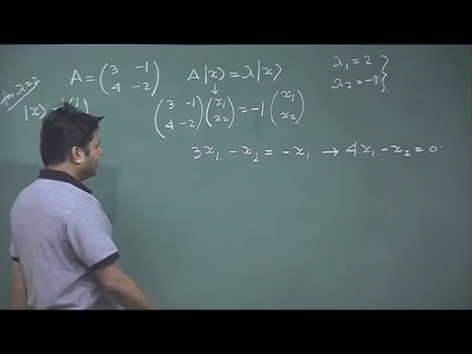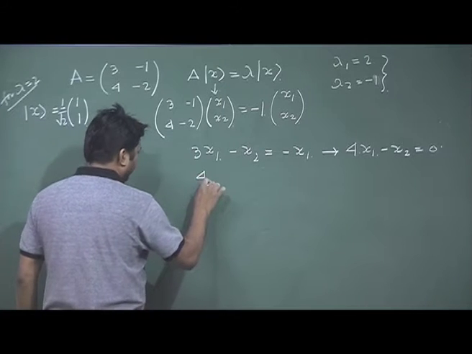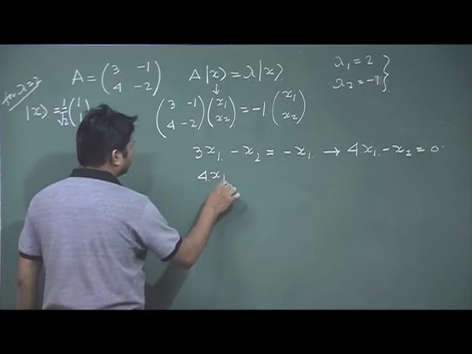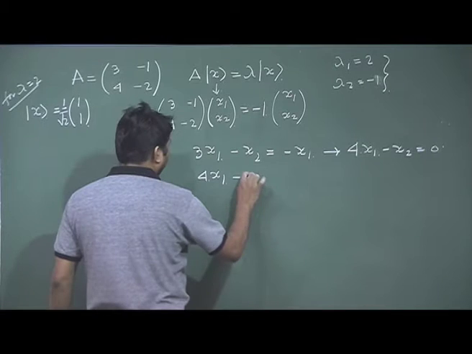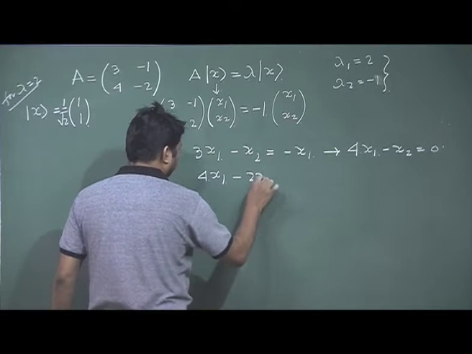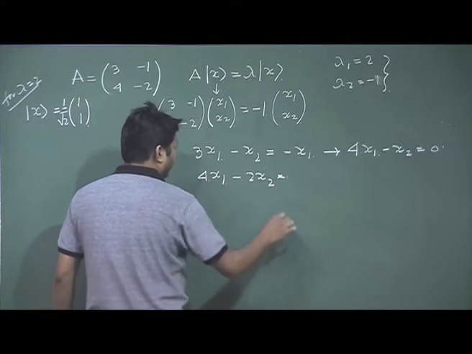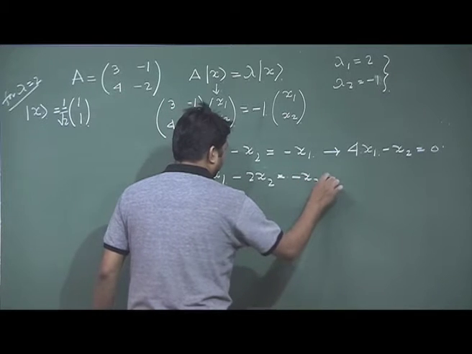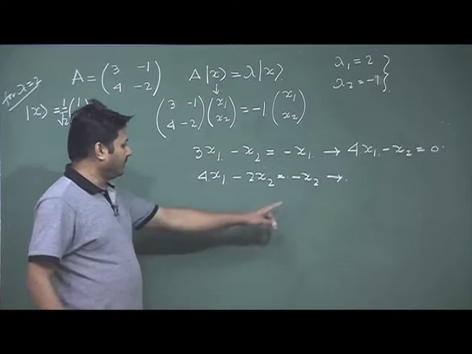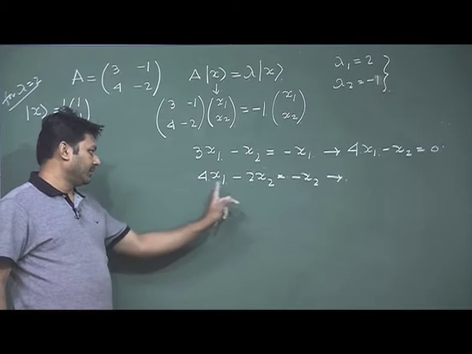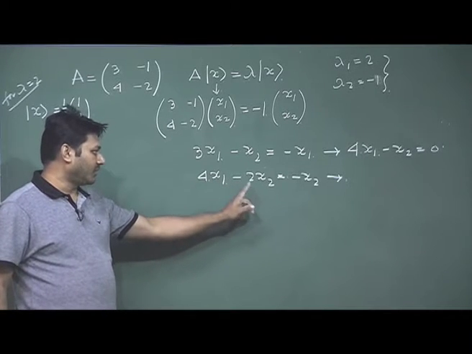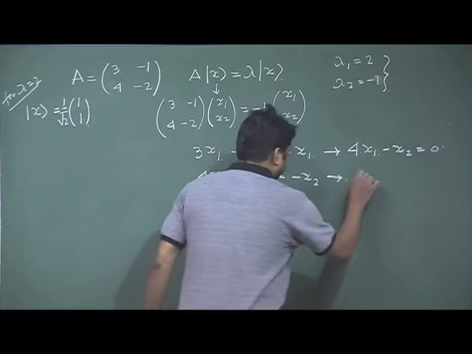For the second equation, let us try to find out what is coming. Is there anything new I can get from this second equation or not? It is minus x2. Now if I put this x2 here, 4x1 minus x2, I will get the same.